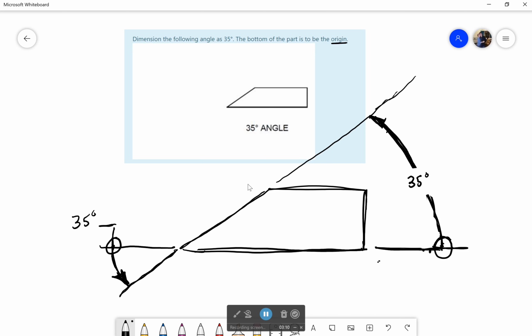And so just remember that this is the origin circle, that circle around the end of your dimension line, showing where you're going to start measuring from. And you only do that if you're not using GD&T symbols to control this.